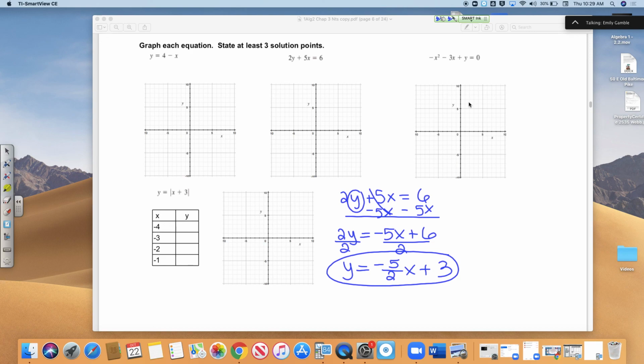This one is very similar to the one we did previously. Solve this thing for y and then put that into y equals. And then this one as well is already solved, so you should be good.